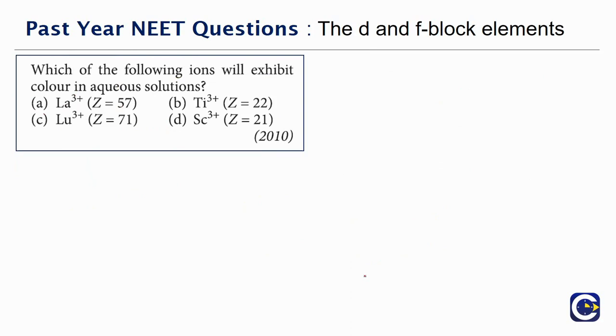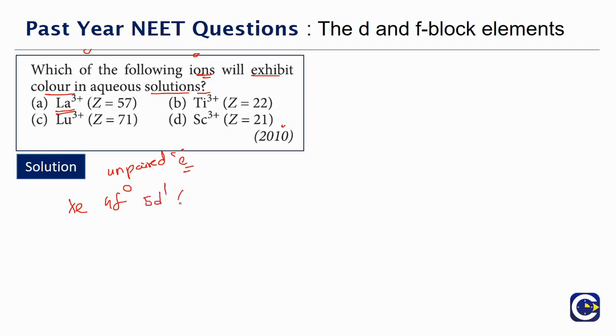Let's move on to the question that has come in 2010. Which of the following ions will exhibit color in aqueous solutions? Now color in aqueous solutions comes because of the unpaired electrons. If you look at lanthanum 3+, what is lanthanum? It is xenon 4f0, 5d1, 6s2. F will not start here. So this is lanthanum.